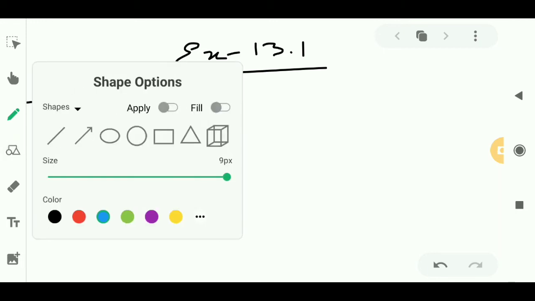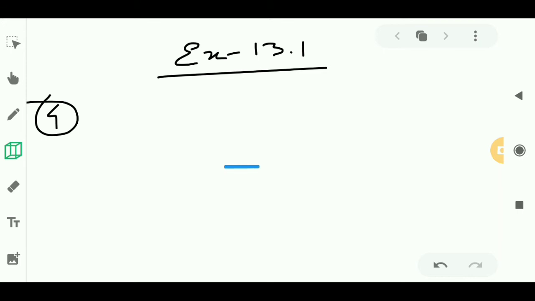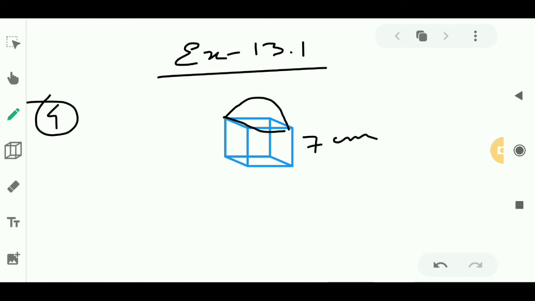So first I'll show you the diagram. This one is a cube, and one hemisphere is surmounted here. So this one is the hemisphere on the cube. Here the side of the block, that is the edge of the cube, is given as 7 centimeter. And the question asked is what is the greatest diameter.